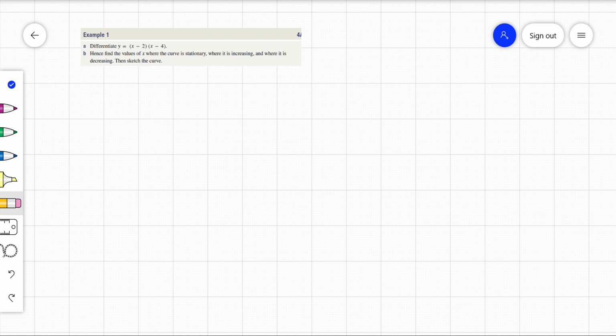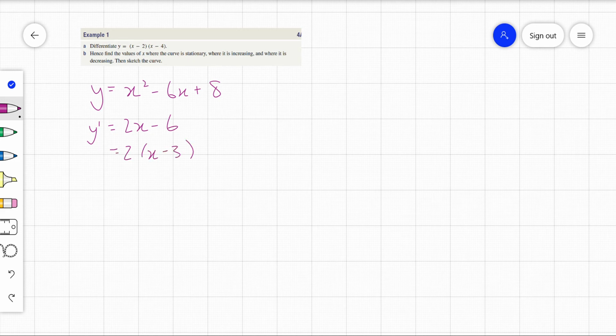Alright, so we're being told to differentiate this curve. It's probably easier to expand it first. 2 fours are 8, there we go. And if we differentiate it, you can see we get 2x minus 6, or 2 lots of (x minus 3).